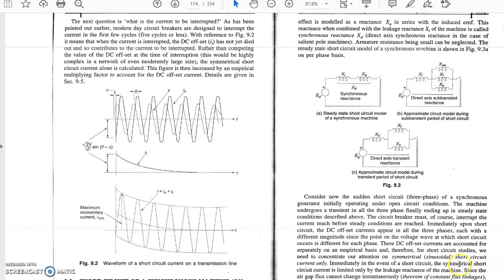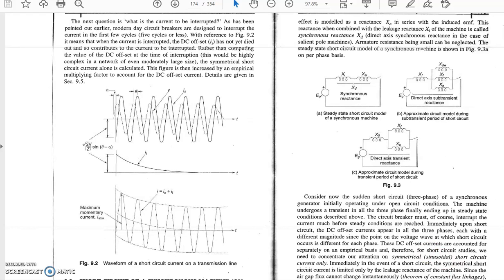Due to this transient, one thing I have mentioned here is that immediately upon short circuit the DC offset current will appear in all three phases, but in this study we do not consider the DC offset current. We add the DC offset current to the symmetrical short circuit AC current on an empirical basis. So in today's topic, we will not consider the DC offset current. We will only consider the symmetrical short circuit AC current.